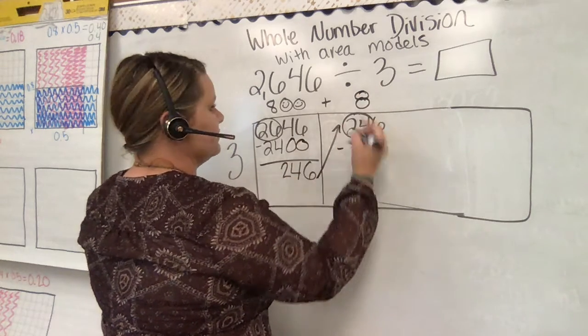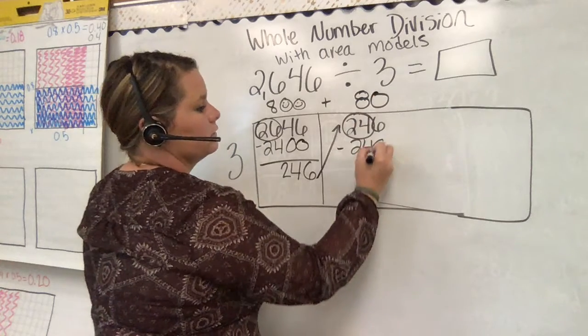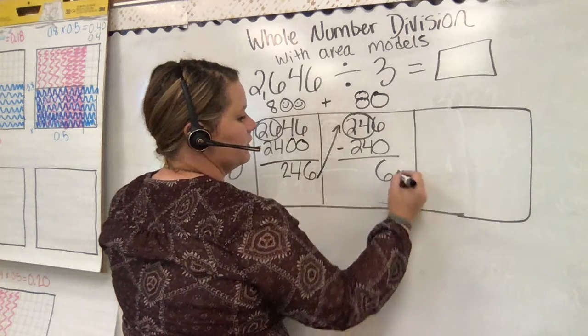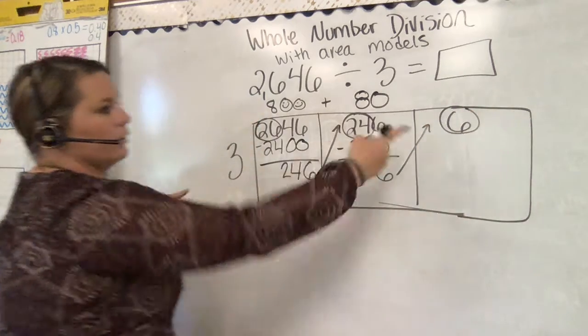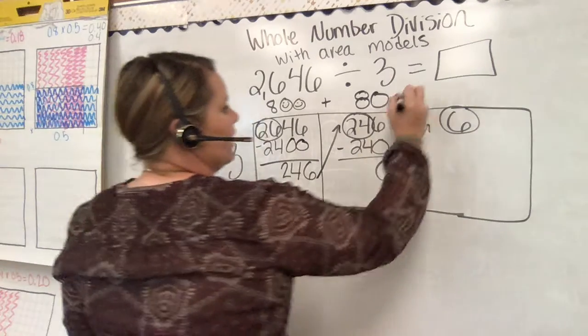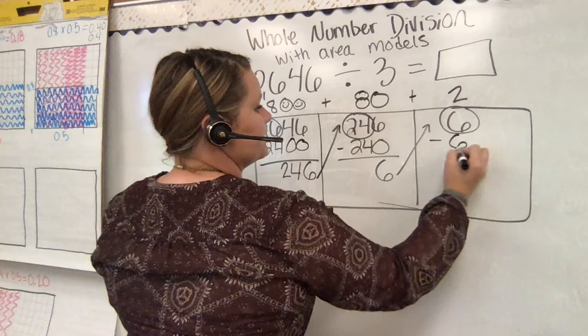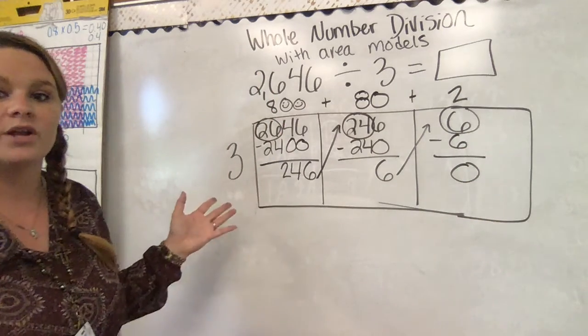So 3 times 8 is 24. Oh, but we can't forget our placeholder. So we're going to subtract it just like this and have 6 left over. Now this 6 is going to move to the top. We know that 3 will go into 6 2 times. 3 times 2 is 6. And we're going to have 0 left over. So we know that we're done.